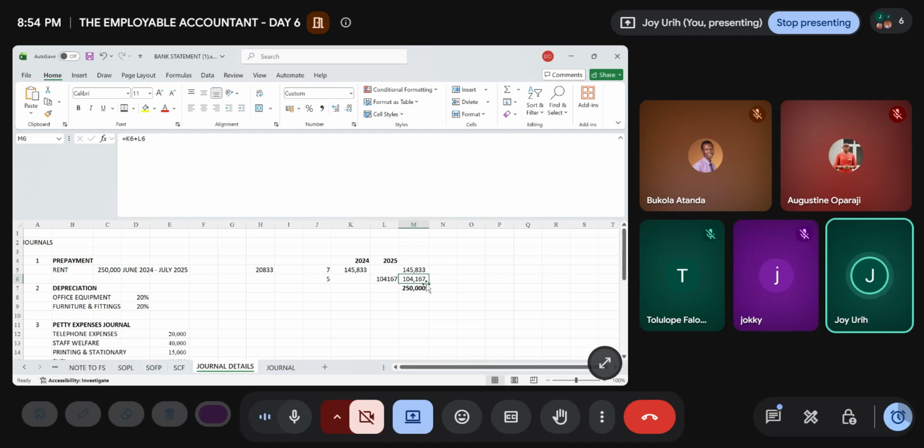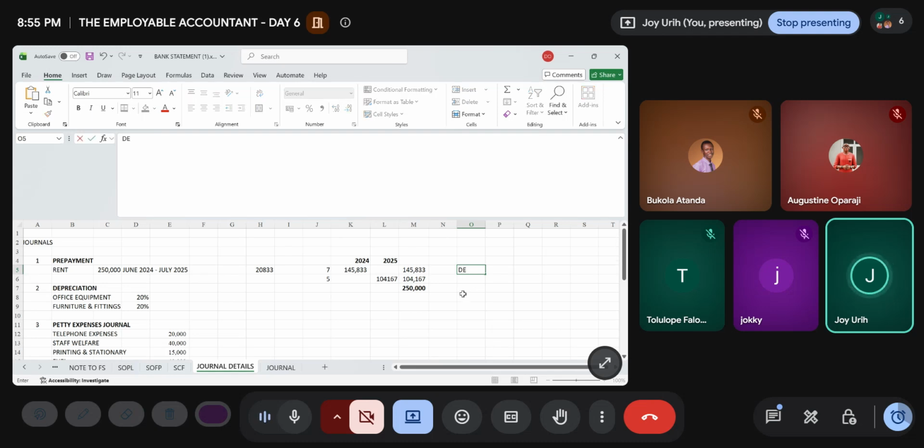So remember, I said we have recognized rent of 250,000. The rent account is there. Now we want to reduce that rent by 104, right? And rent is an expense account. Since it's an expense account, it has a debit balance. If we are to reduce it, we need to credit it, right? Then prepayment, we want to increase prepayment, and prepayment is a current asset and it has a debit balance. So to increase it, we will debit it. I believe we got that.